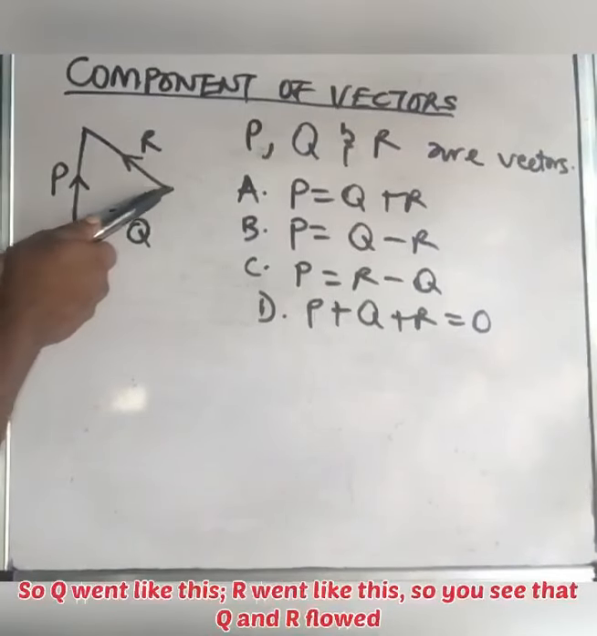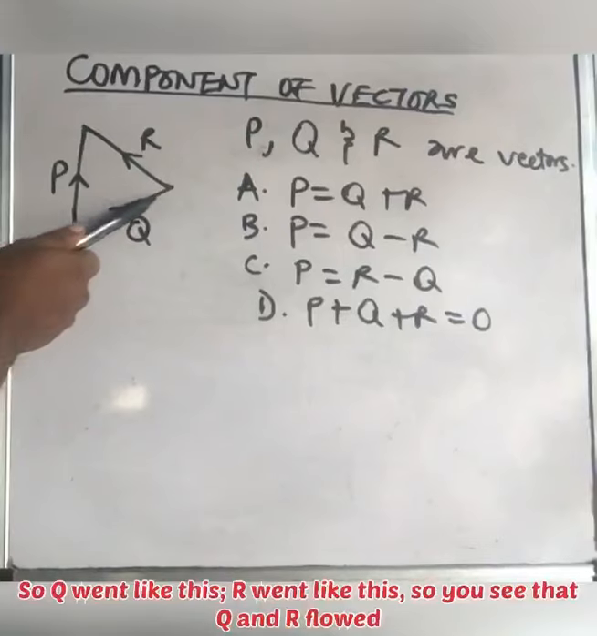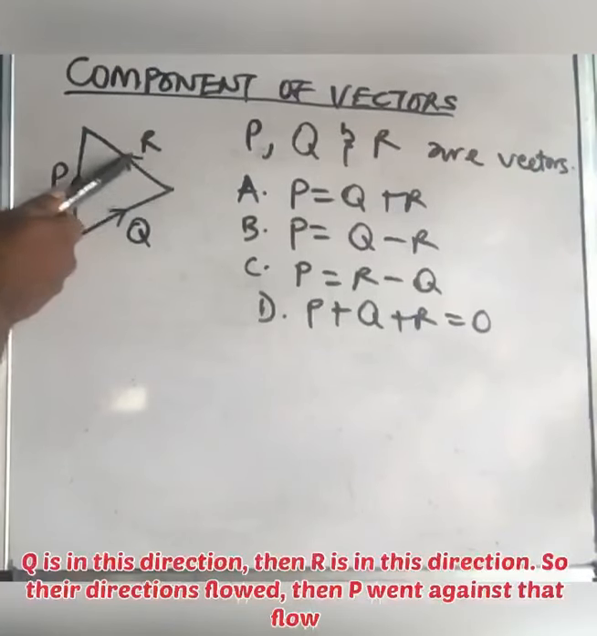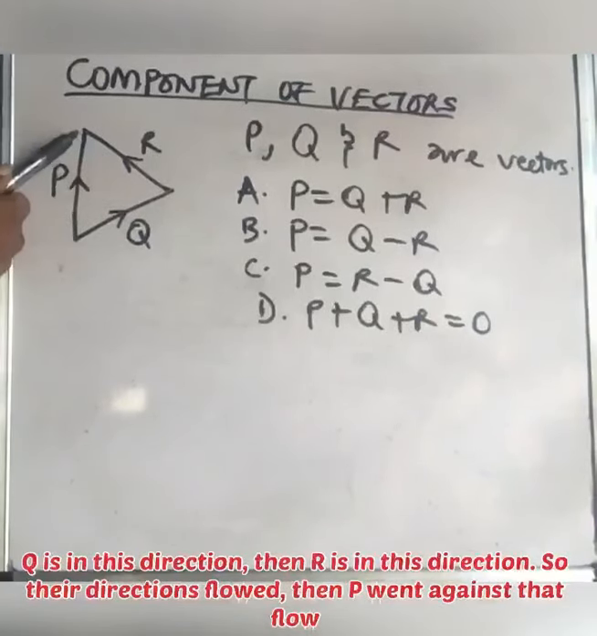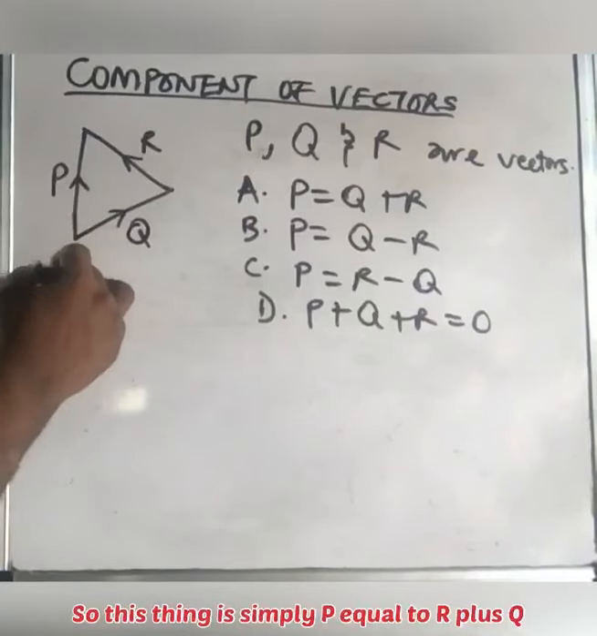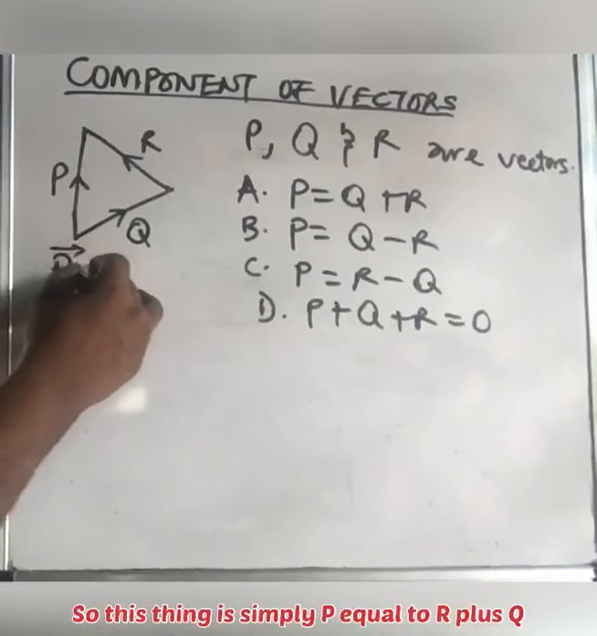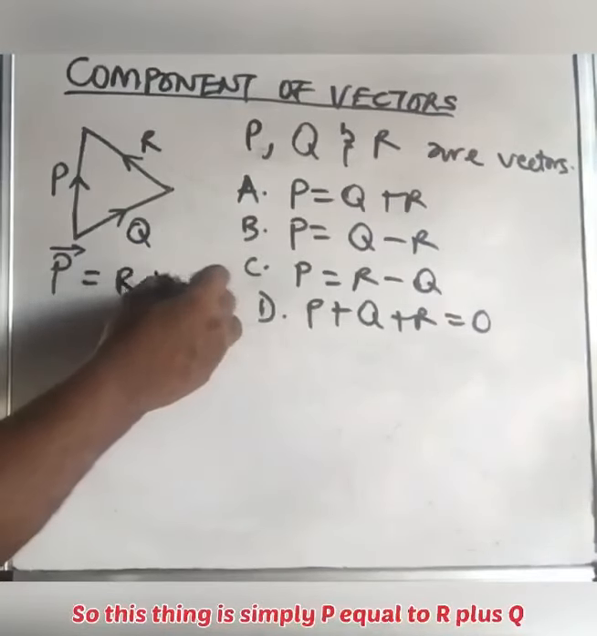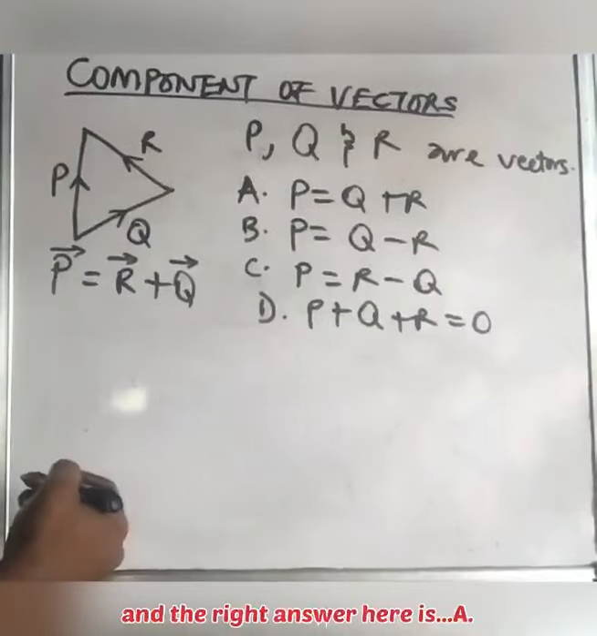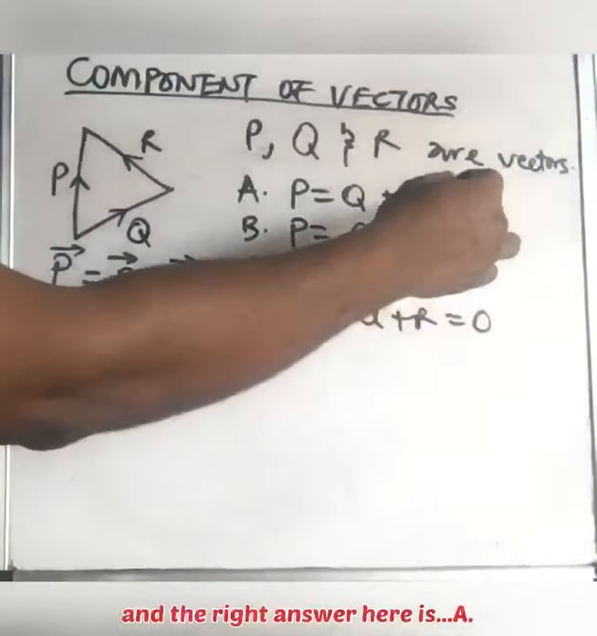So Q went like this, the arrow went like this. So you see that Q and the arrow flowed. Q is in this direction, then the arrow is in this direction. So their directions flowed. Then P went against that flow because P is the resultant. So this is simply P equals the arrow plus Q. And the right answer here is A.